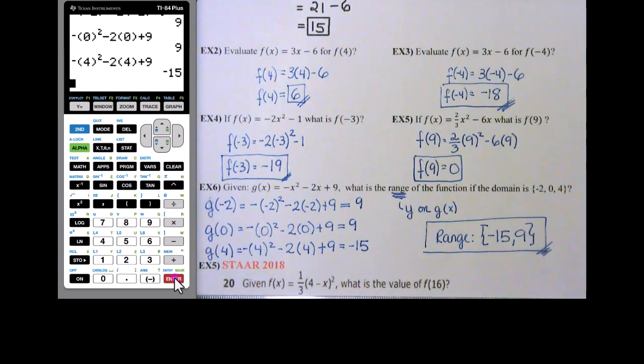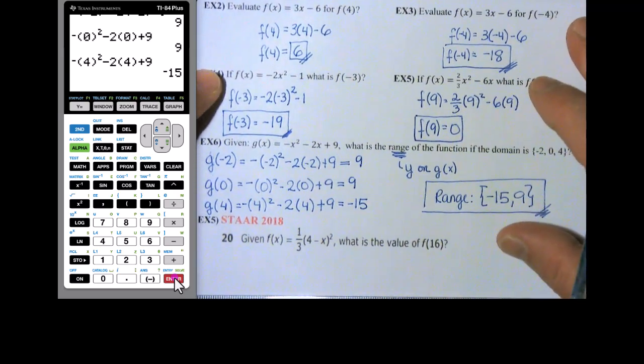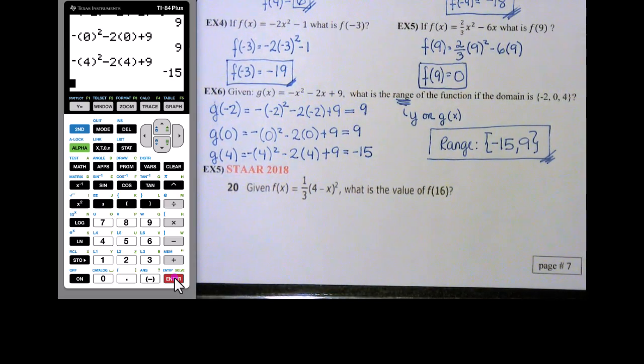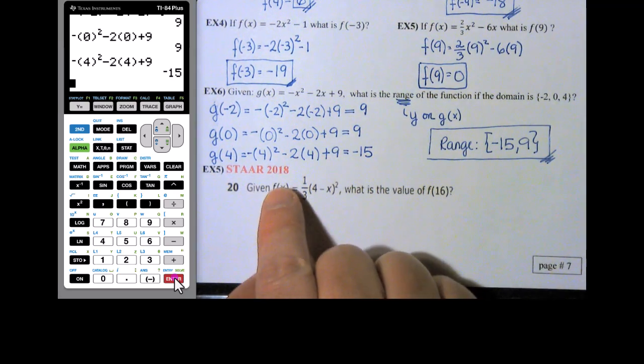These questions are very, very important because every year there is a question like that on the STAR test. And if you know how to use the calculator, this problem can take less than a minute to solve. So make sure that you practice using the calculator. Okay, so let's try this problem here from the STAR 2018.